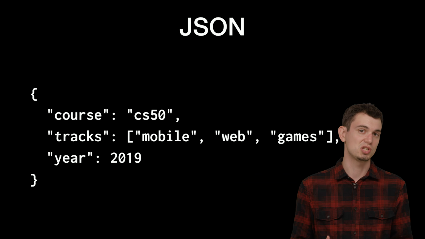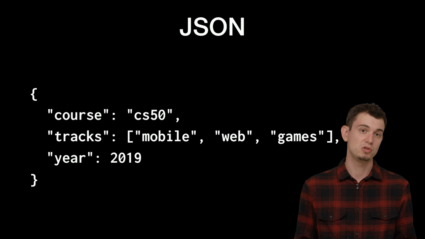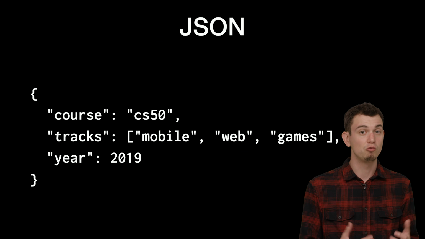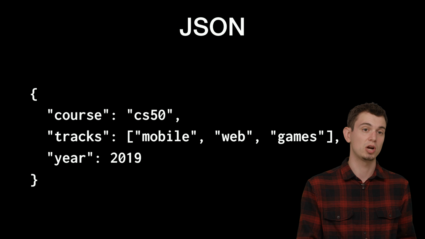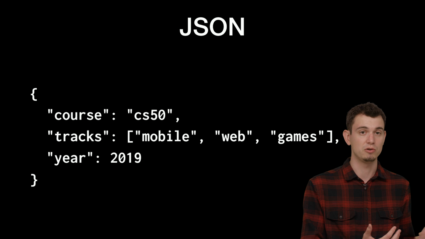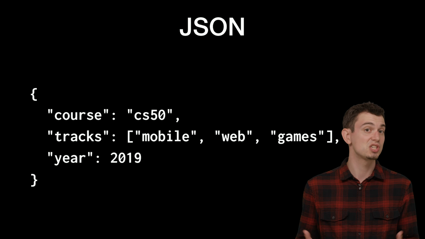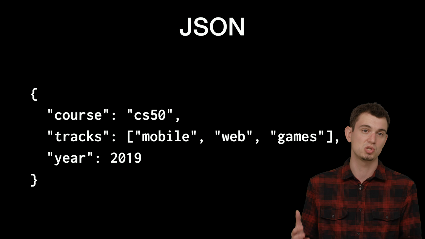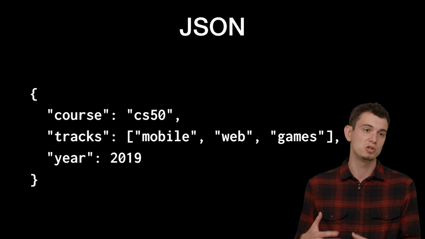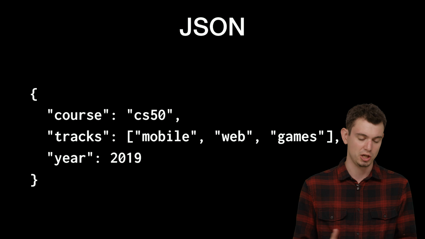So JSON stands for JavaScript Object Notation, and it's this format that originally was used with just the programming language JavaScript, which is a language you can use to write web applications. But it's really evolved to become a standard format to transfer data, especially when it's hosted on some server and you're using some client to read that data. So here's what JSON looks like.